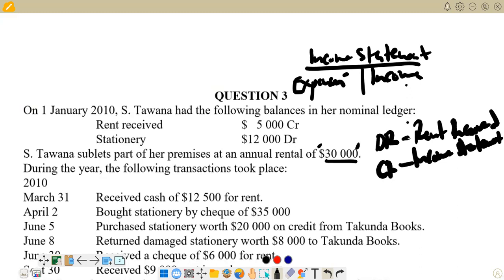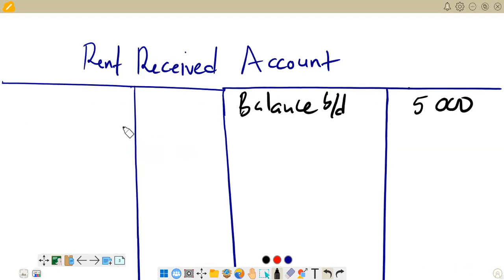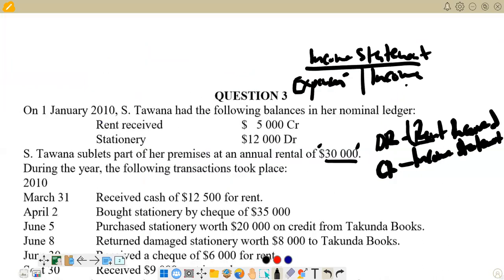So the part that we are concerned with is the rent received account that is being asked in the question. So we go to the debit side of the rent received, and the amount is 30,000. So we come here, we write here income statement, 30,000. This is what is supposed to be received for that period. Then any payments, or any money that is going to be received, will come to the credit side.